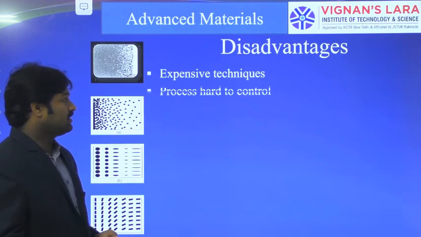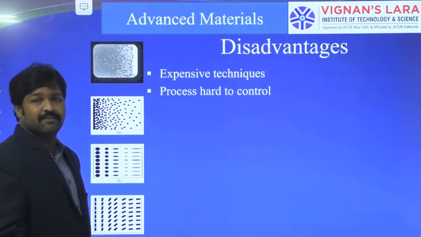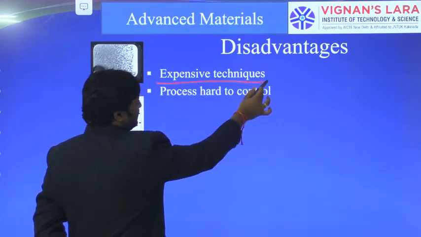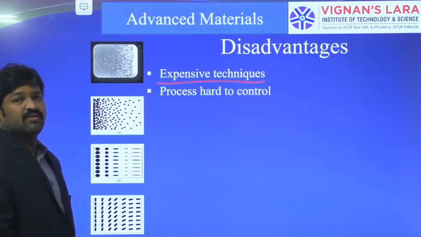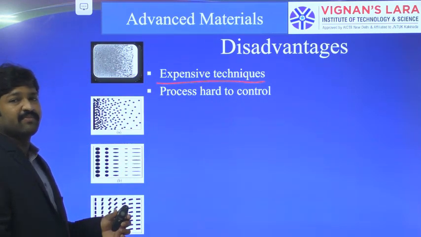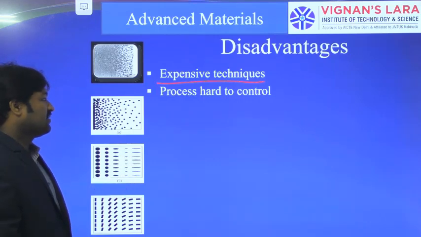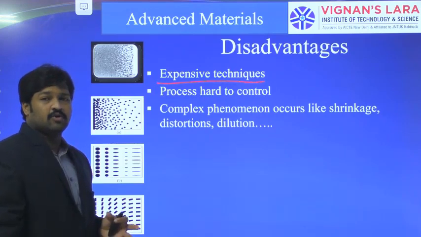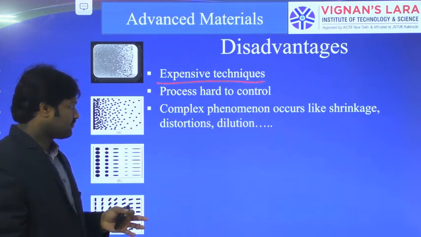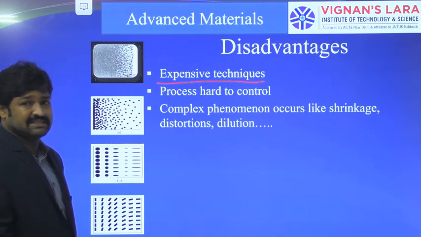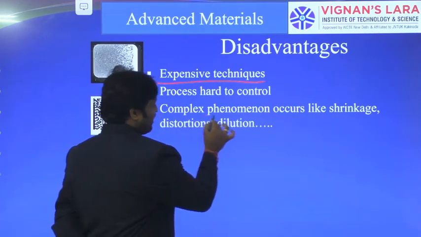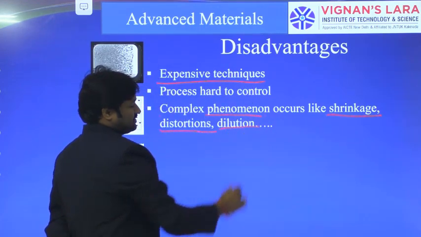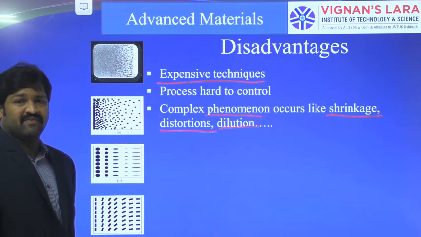Next, drawbacks. The preparation of FGMs is an expensive technique. The process cost is high, so to produce an FGM component, the manufacturing cost is high. The next one is that the process is hard to control. To prepare the component, it is very hard to control the process. Next, complex phenomena occur, like shrinkage, distortion, dilution, etc. These will occur during the manufacturing of this component.